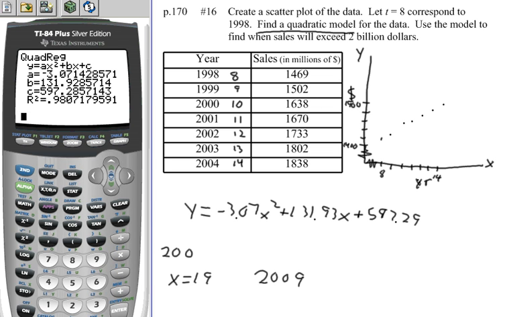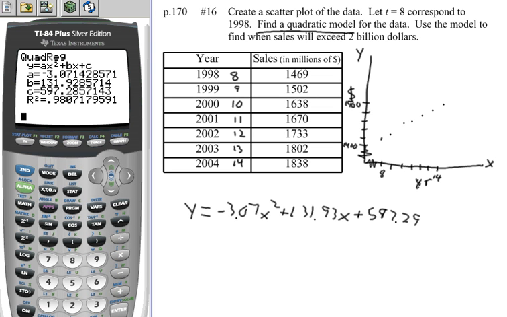And let me get rid of some of this stuff here. Okay, so we've made the scatter plot like we're asked to. We have come up with the equation of the best fit parabola, the best fit quadratic equation.